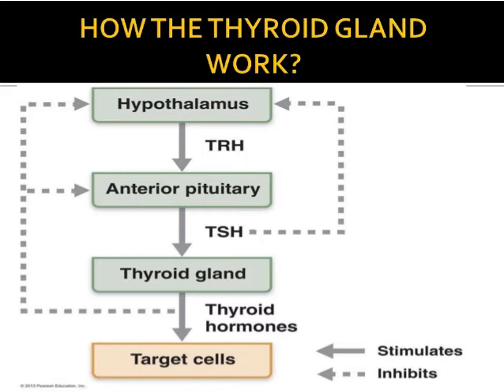Now, how the thyroid gland works. The hypothalamus releases thyrotropin releasing hormone, which acts on the cells of the anterior pituitary to release thyroid stimulating hormone, which acts on the follicular cells and increases production of thyroglobulin, which causes proliferation of epithelial cells and release of thyroid hormones T4, systemic thyroxine, and T3, triiodothyronine, into the bloodstream.